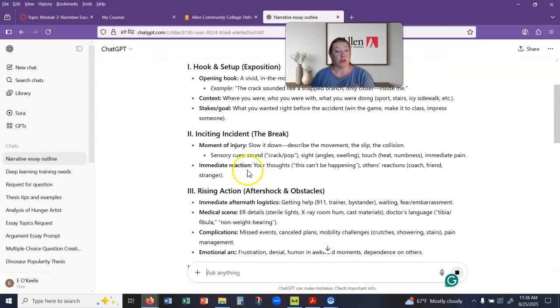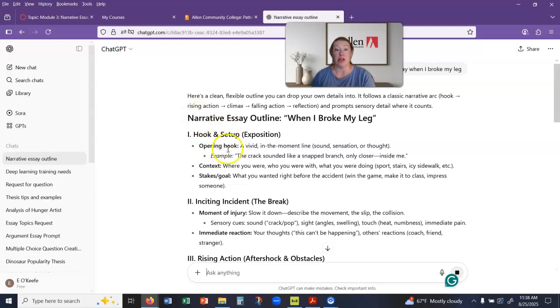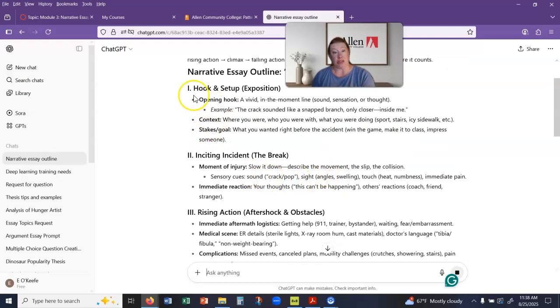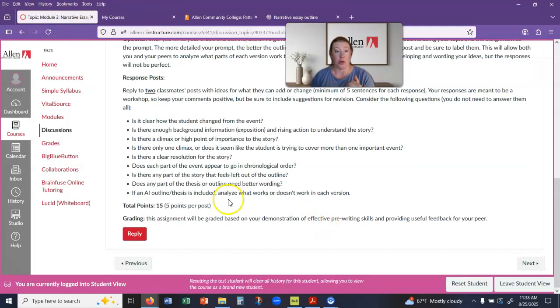So what you would do then, if you decide to use this option, is write your own outline, and then write the ChatGPT outline, then copy and paste that into your post, and put both of them in there. And that will allow students to comment on which one works better, so we can do a little bit of analysis. It also helps you see, there are obviously some great limitations to ChatGPT, but there are also some ways that it can really help you.